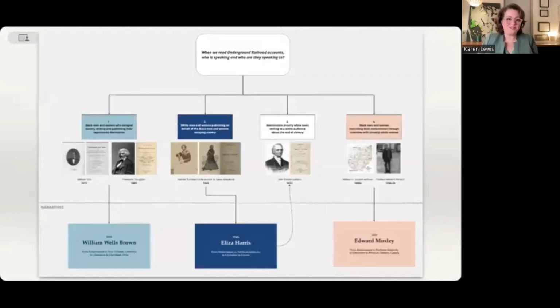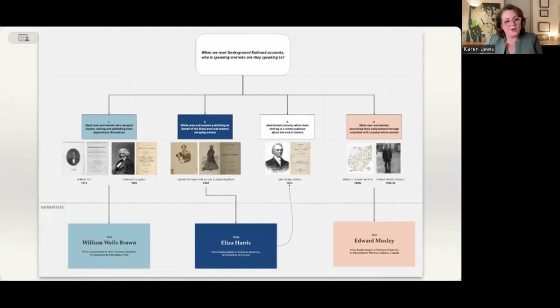But one of the big parts of this project was: who is telling the story of the Underground Railroad? And I'll just very quickly talk about this. The typical ways that the stories of the Underground Railroad have been presented are in 4 different ways. The first is through Frederick Douglass, or through Black men and women who are writing about their own escapes in their own voices. So, for example, Frederick Douglass himself was enslaved. He escaped out of enslavement. He wrote and published himself.